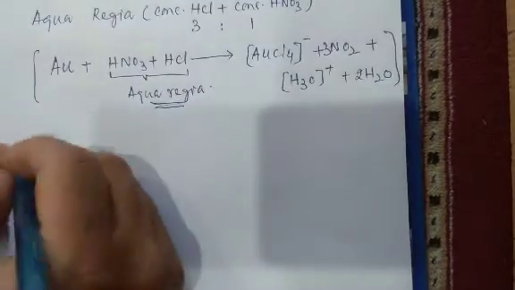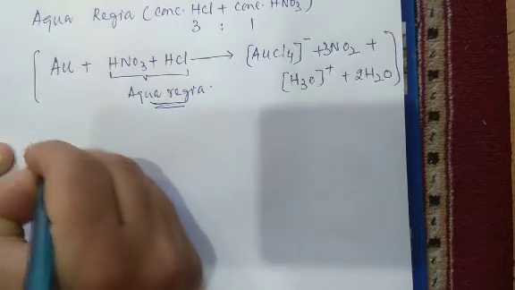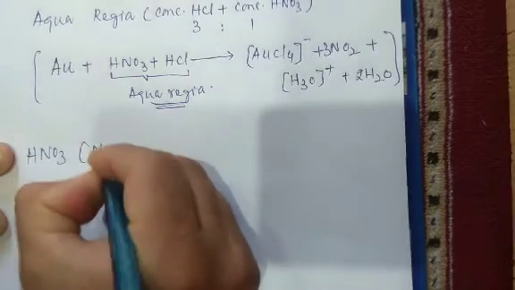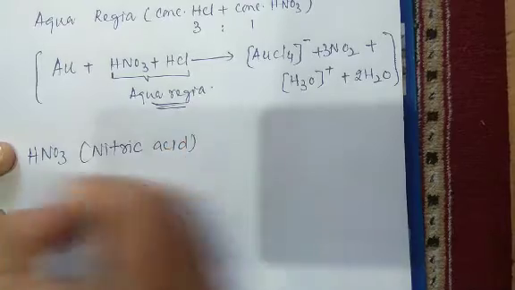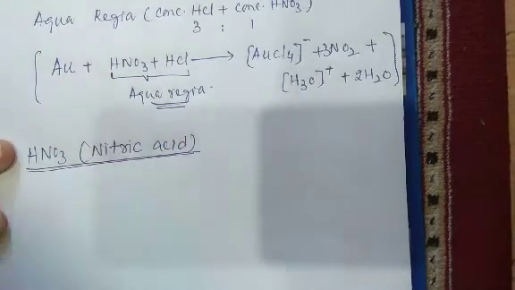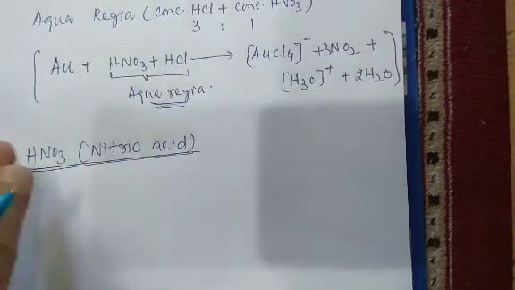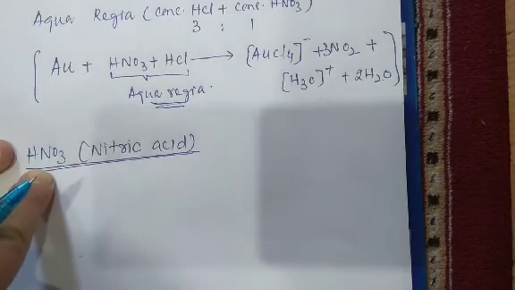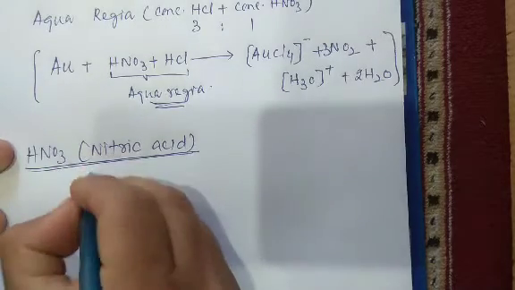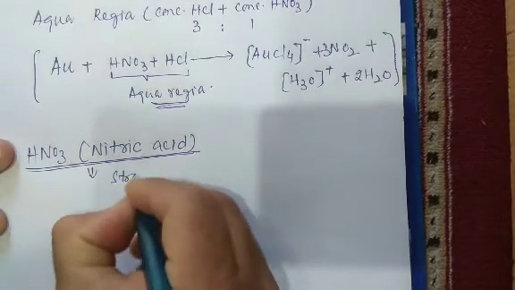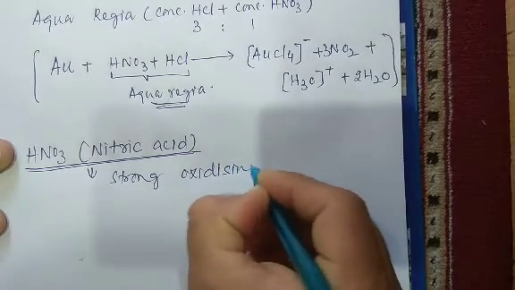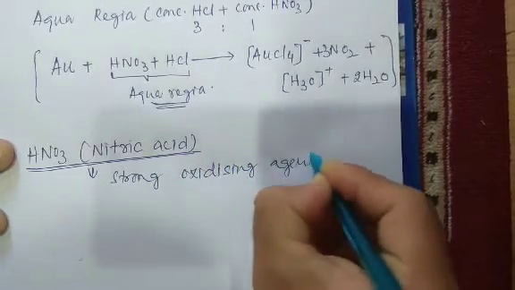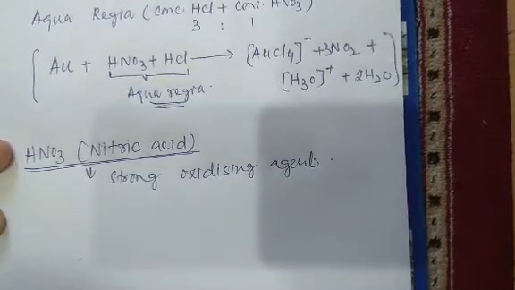Now we'll talk about nitric acid. As you all know, nitric acid is a strong oxidizing agent. In concentrated nitric acid, it's a strong oxidizing agent. What is that?